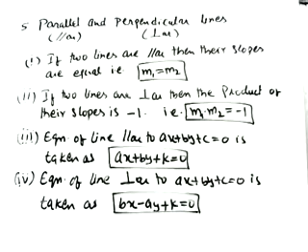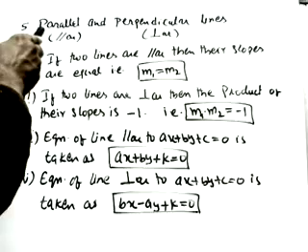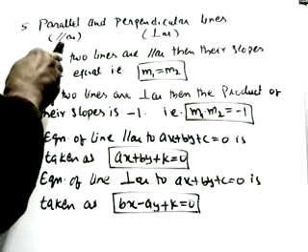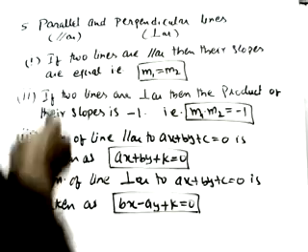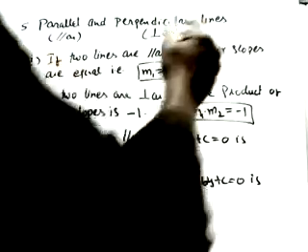Now you see the next concept, parallel lines and perpendicular lines. The symbol for parallel lines is this, and the symbol for perpendicular lines is this. Watch here: if two lines are parallel, then their slopes are equal.